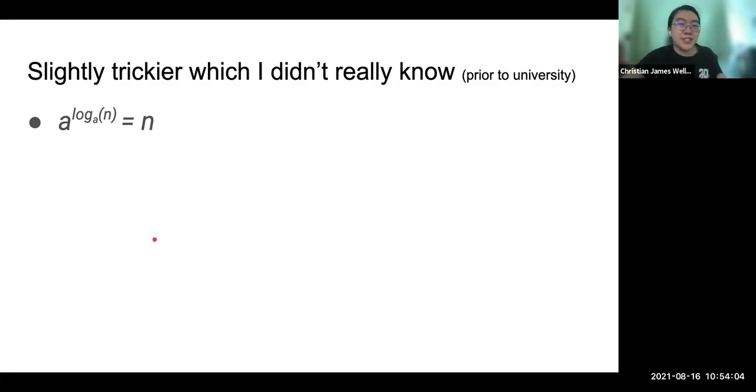Here's something that's slightly trickier. I didn't really know this prior to university. I don't know if that was me not studying hard enough or anything, but anyway, I just found this out during my undergrad studies in university. So a power log base a of n is actually equal to n.